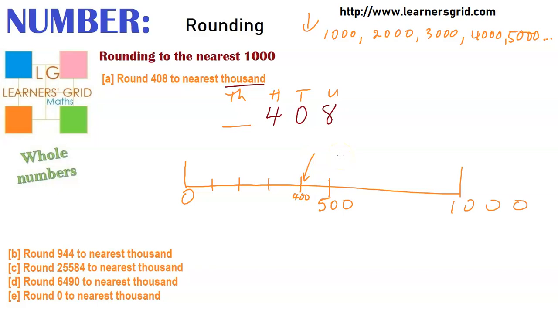So it isn't even over halfway. It's closer to 0. It certainly is not closer to 1,000, which is a long way away compared to 408 to 0. So the answer in this case happens to be 0. It's closer to 0 than anything else. So, a tricky one to start with. Let's take a look at question B.